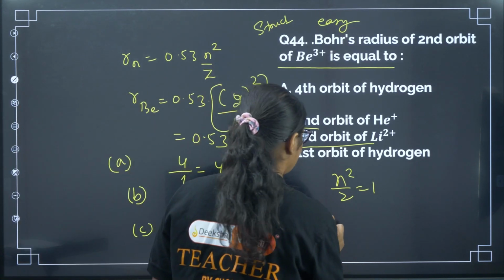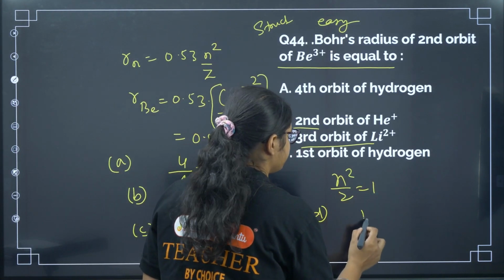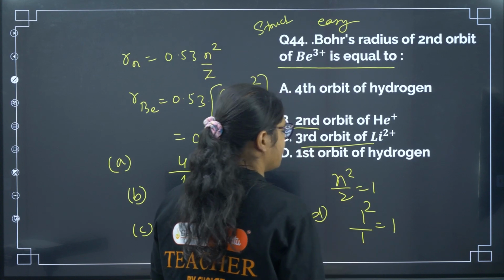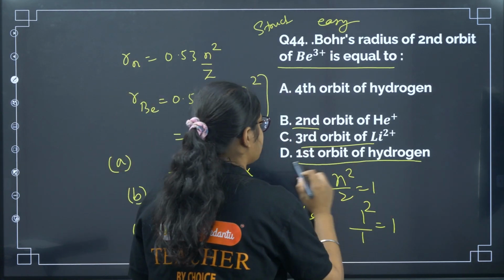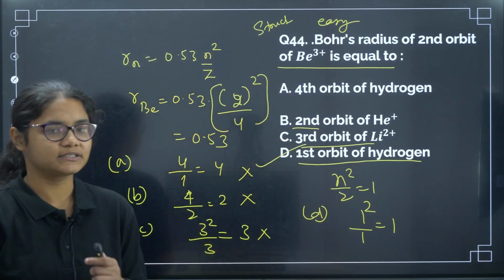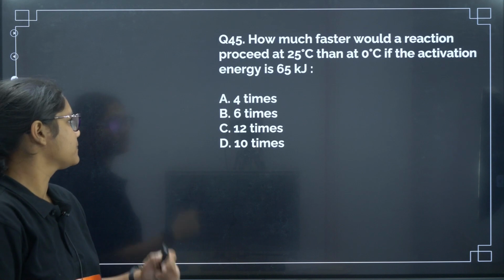The last one, first orbit of hydrogen. So 1 square by 1, that is equal to 1. So this ratio is coming as n square by Z. So the correct answer for this question will be option number D.